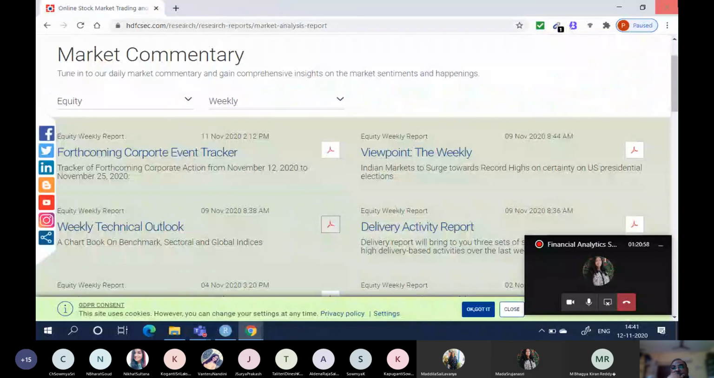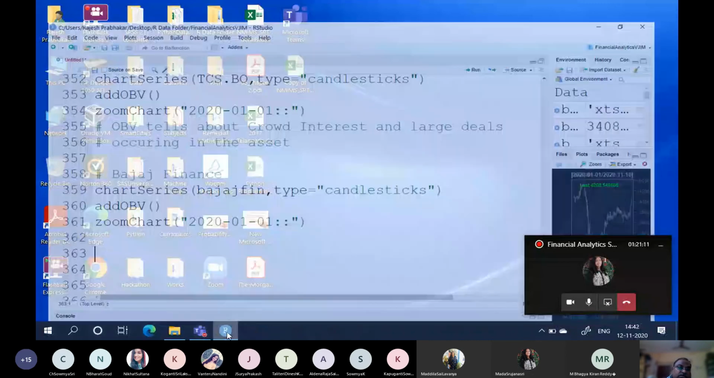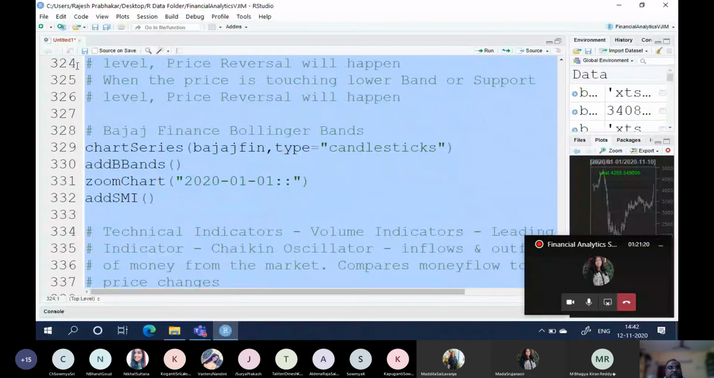You can see these reports free of cost: IDFC, ICICI Securities, HDFC Securities. You can look at other securities like Edelweiss. Karvy might have stopped, but earlier Karvy was also doing these things. So you can look at these reports and understand the signals. You want the code?